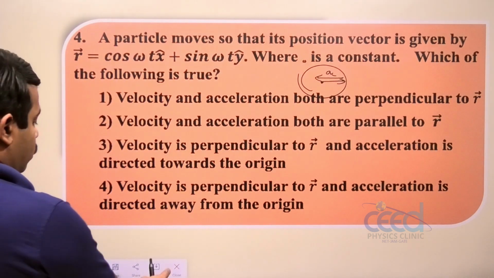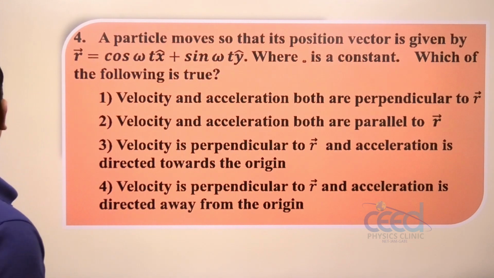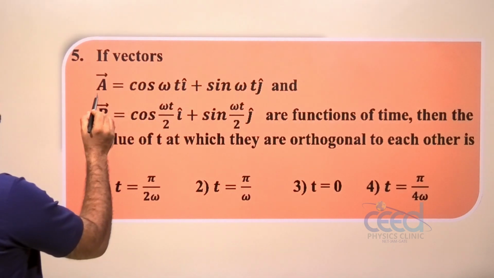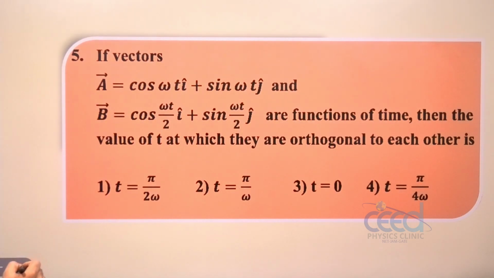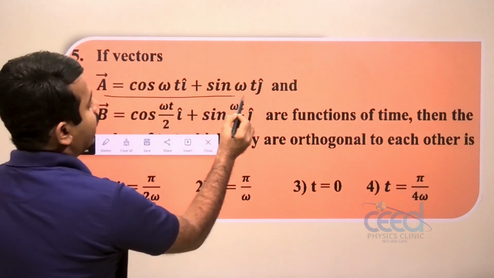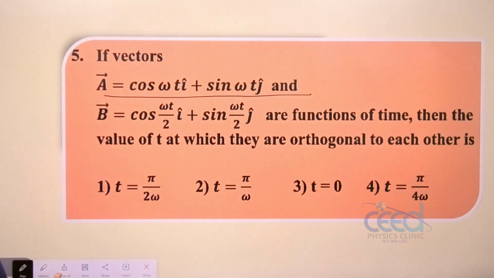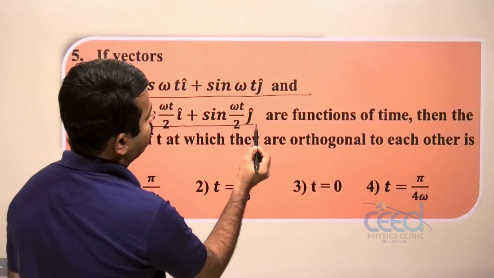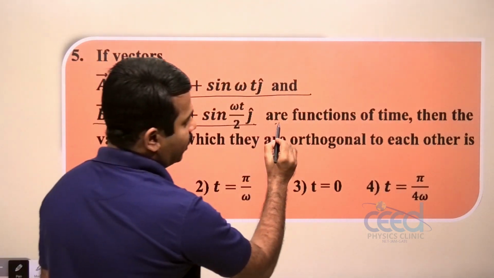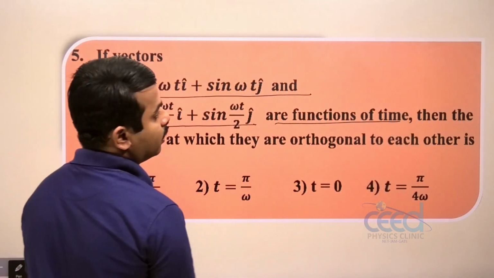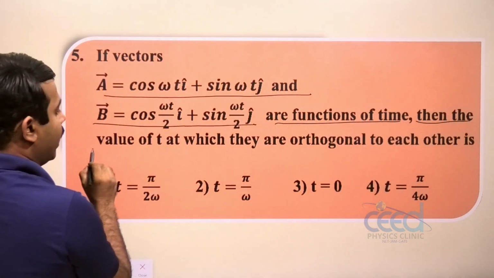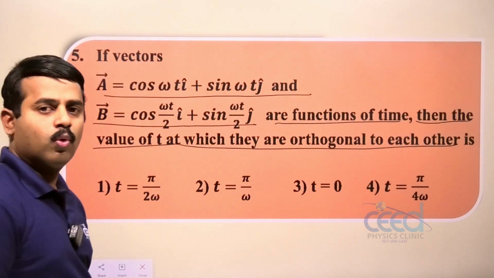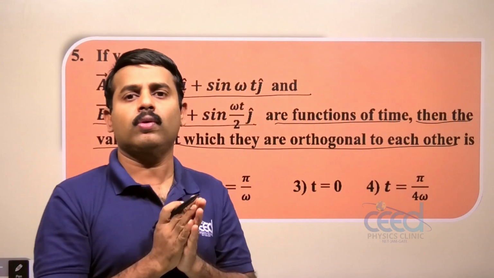Now let us go to another problem. If vector A is equal to cos omega t i cap plus sin omega t j cap, and B is equal to cos omega t by 2 i cap plus sin omega t by 2 j cap, are the functions of time, right? Then find the value of t at which they are orthogonal to each other. What is orthogonal? They are perpendicular to each other.